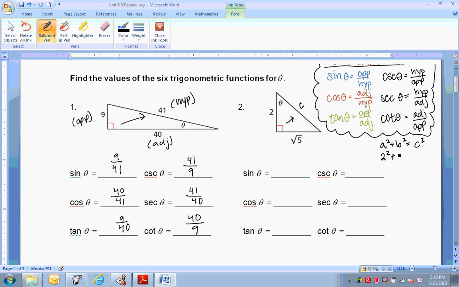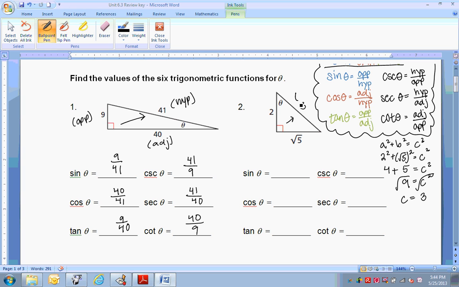So we can do 2 squared plus the square root of 5 squared equals c squared. That becomes 4 plus the square root of 5 squared, which is just 5, equals c squared. So 9 equals c squared, and when you take the square root of both sides, you get c is equal to 3, because that is the square root of 9. So now we have all three sides. Let's label which side's which.